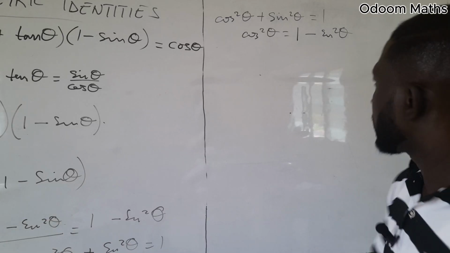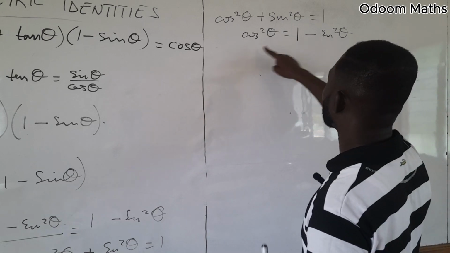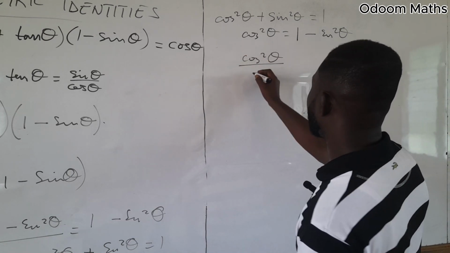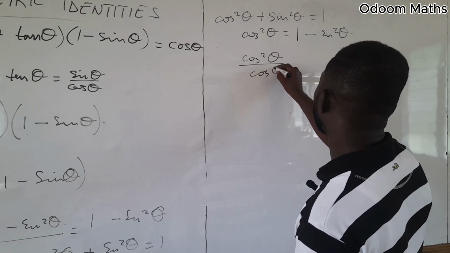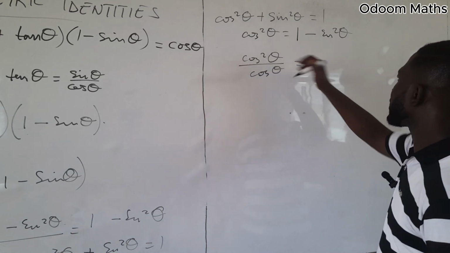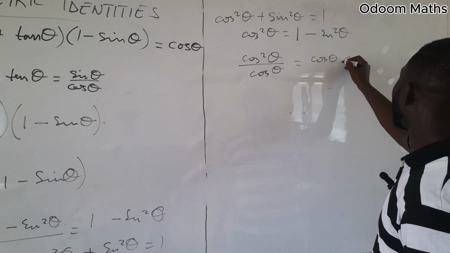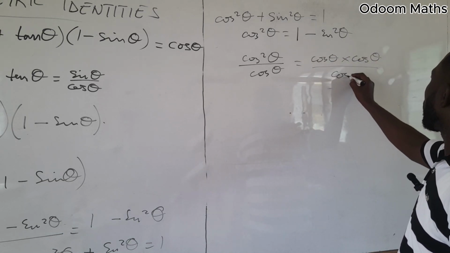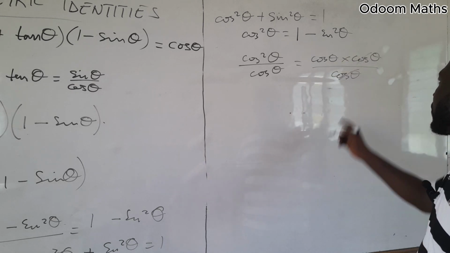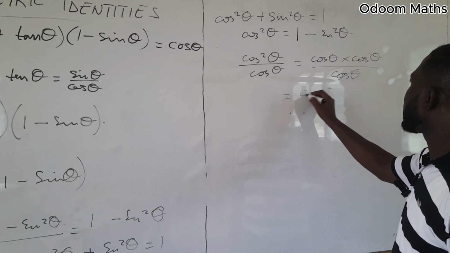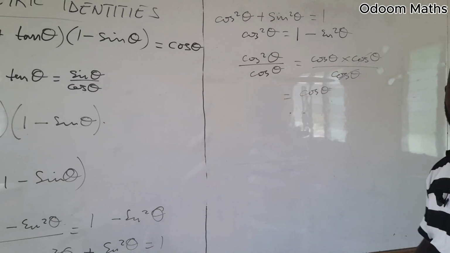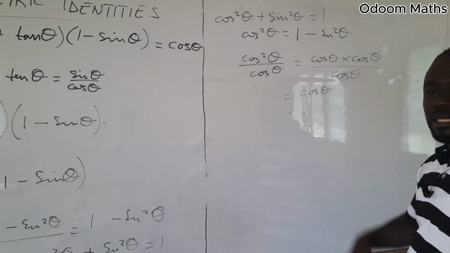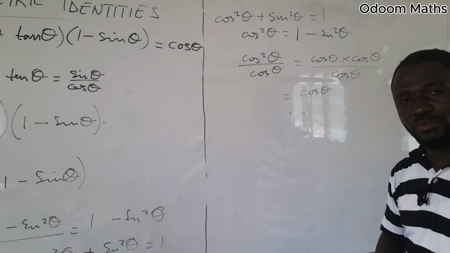Since 1 minus sine square theta is equal to cos square theta, we can say cos square theta over the LCM, which is cos theta. Now we can put this as cos theta times cos theta all over cos theta. So one of them will cancel, and the answer becomes cos theta. So we've been able to show that the question given is equal to cos theta, and that is true. Let's look at one more example.